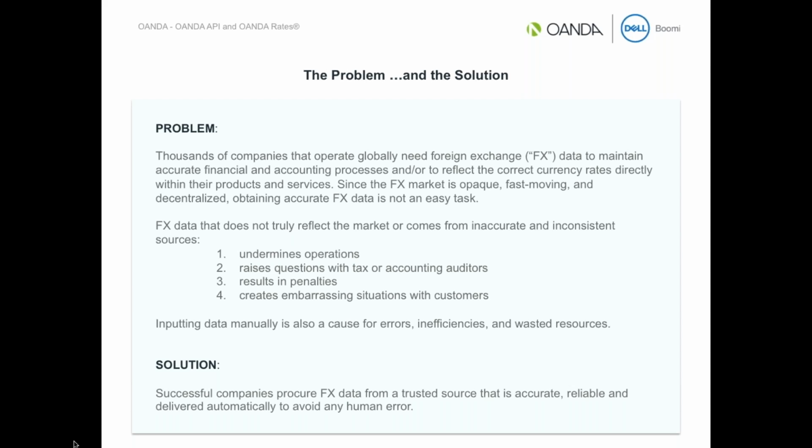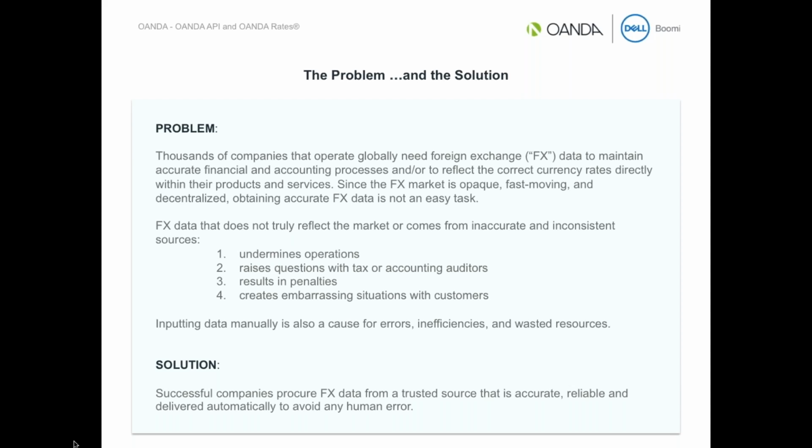In order to do that, you need to have accurate foreign exchange rates data. And that might sound a little easier than it seems. The FX market is actually very opaque. It's fast moving and decentralized, and so that can lead to varied pricing across different sources.